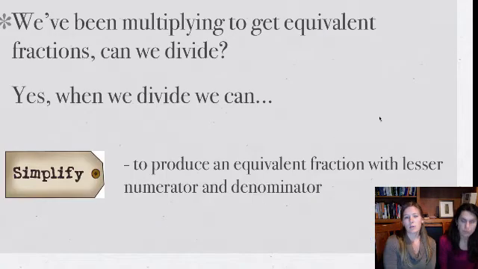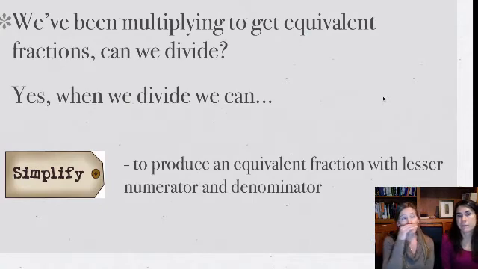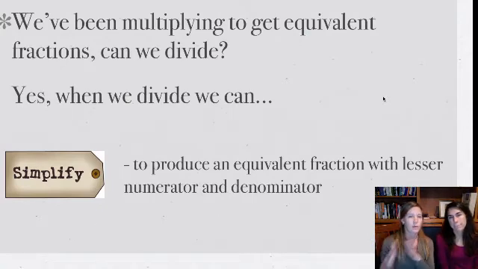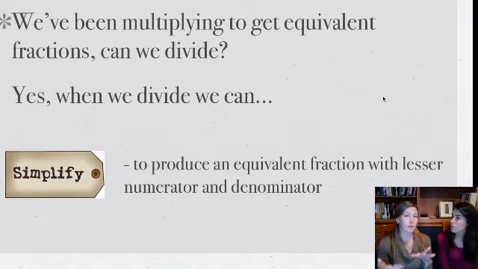All right, so now we are going to work on finding equivalent fractions going the other way. So we found them by multiplying and making the numbers bigger. Now we're going to talk about finding equivalent fractions by dividing and making them smaller. And what this is actually called is simplifying. You're going to just learn to love to simplify fractions. Let's hope. We'll cross our fingers.